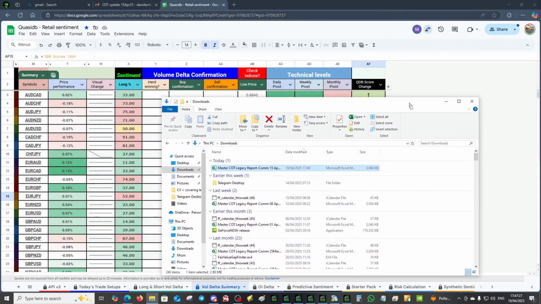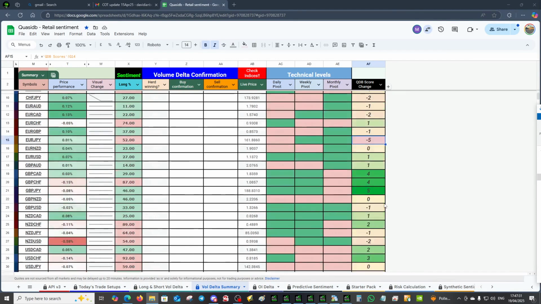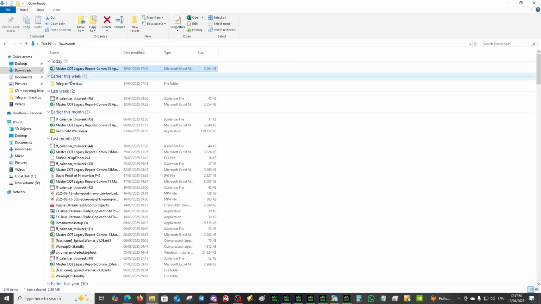Just before we open up the COT file, note that the EJ was the largest mover for a possible sell, okay? And we flipped across to 50%. So it's a static sell in so much as it's above 50%, so the net long. And we've had a big decrease on the QDB score change, okay? So you could look for EJ sells, okay? Let's have a look at the COT data.